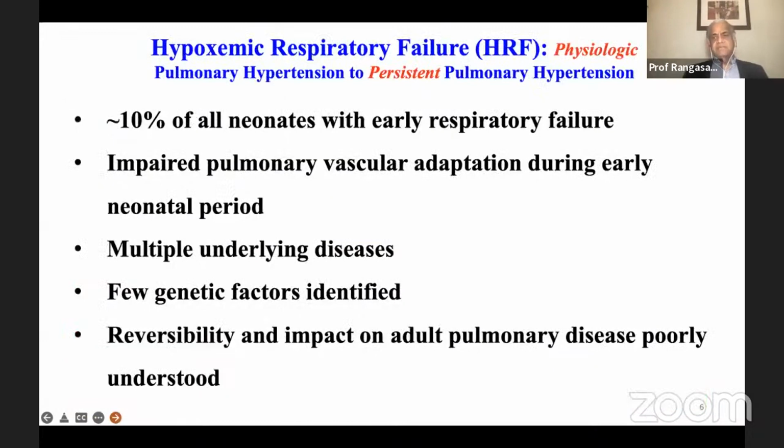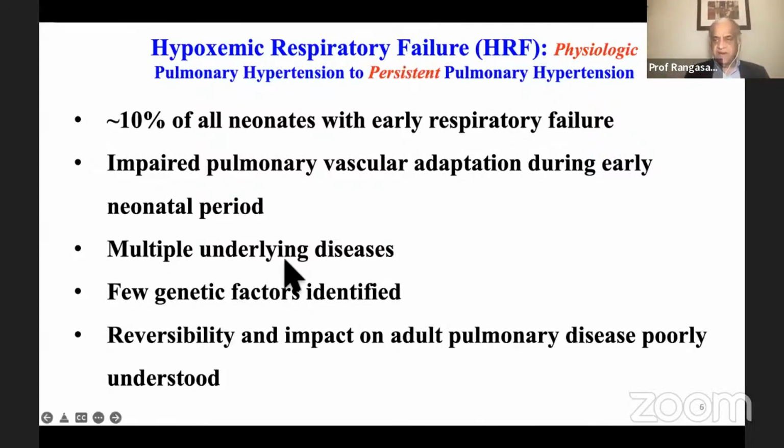So when we talk about hypoxemic respiratory failure and PPHN, remember, all fetuses physiologically have pulmonary hypertension. From that physiological state, they don't transition well, and they end up with persistent pulmonary hypertension. They act like they're still fetuses after birth. It happens in about 10% of all neonates with respiratory failure, from a variety of causes. Impaired pulmonary vascular adaptation during the early neonatal period. There are multiple other causes I'll talk about in a minute.